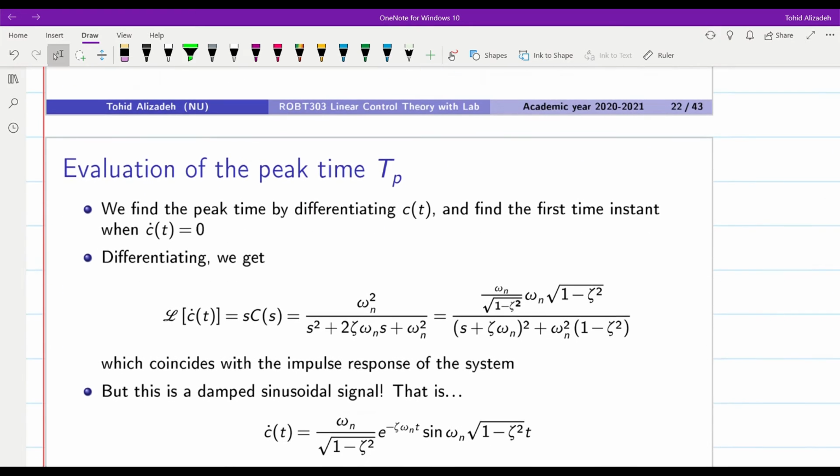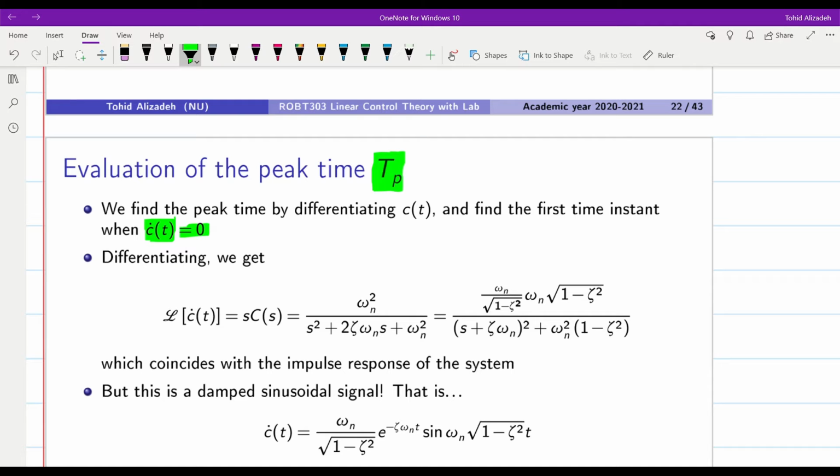Now we will see how to evaluate these values or these parameters. So first let's start with the T_P, the peak time. We know that it's the time in which the response reaches the maximum value. Therefore, in order to find the exact time, we need to find the derivative of c and set it to 0.